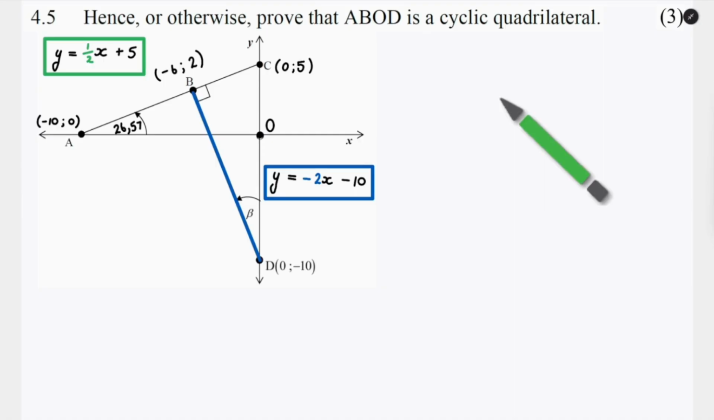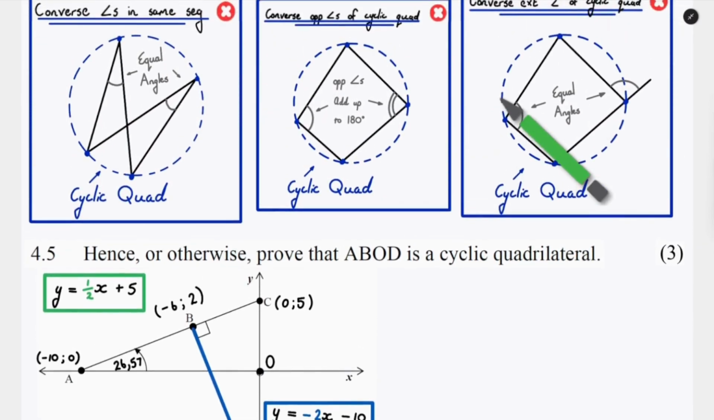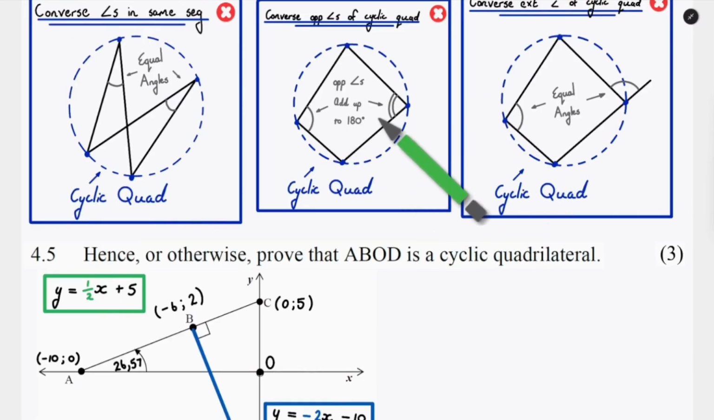Okay, let's go through the 3 ways I can prove a cyclic quad. So I can firstly prove that the opposite angles add up to 180. I can prove that the interior angle equals the opposite exterior angle of a quadrilateral. Or I can prove that I have equal angles in a bow tie and then it's converse angles in the same segment.